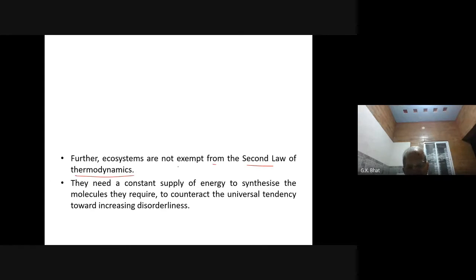You know now what is the first law of thermodynamics? What is the second law of thermodynamics? Energy can neither be created nor destroyed. Which law? First law. Energy can neither be created nor destroyed. And whenever this energy transformation takes place, there is always a degradation of the energy. Which law?